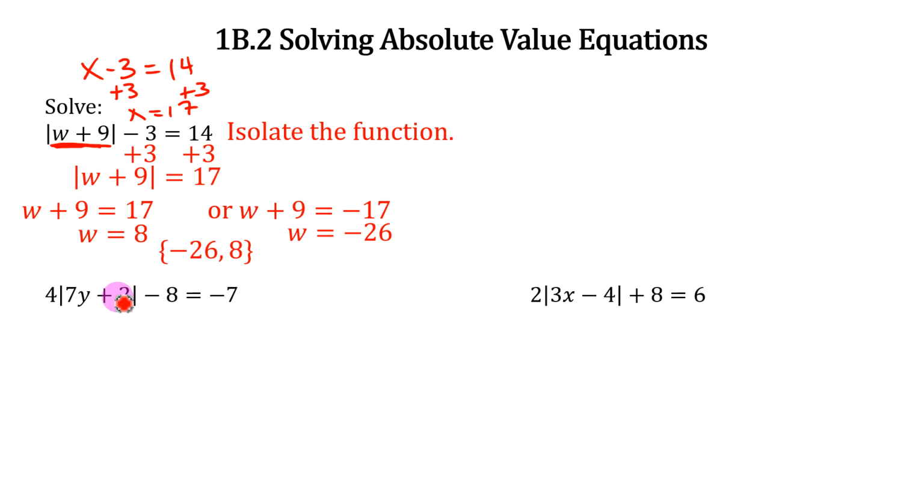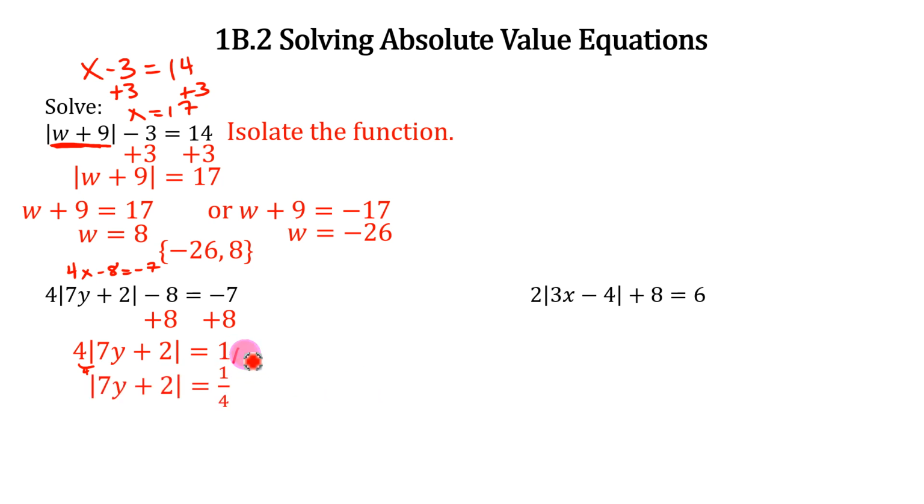Okay, people get freaked out by this one. What if I wrote 4x minus 8 equals negative 7? Well, I'm going to add 8 and divide by 4. Well, guess what? That's exactly what I'm going to do here. I'm going to add 8, and then I'm going to divide this by 4.